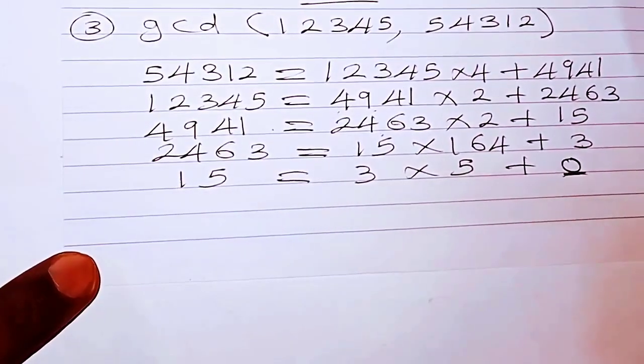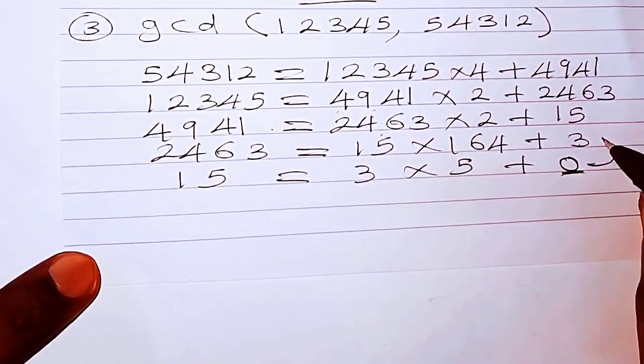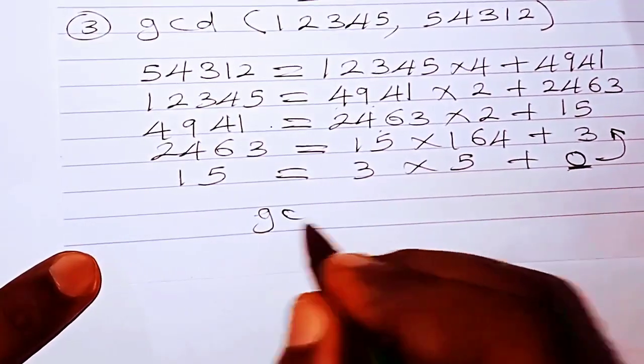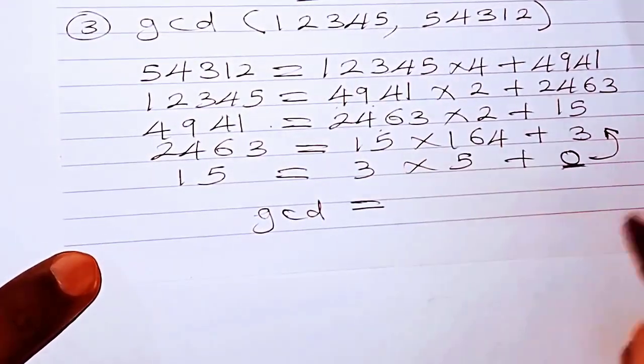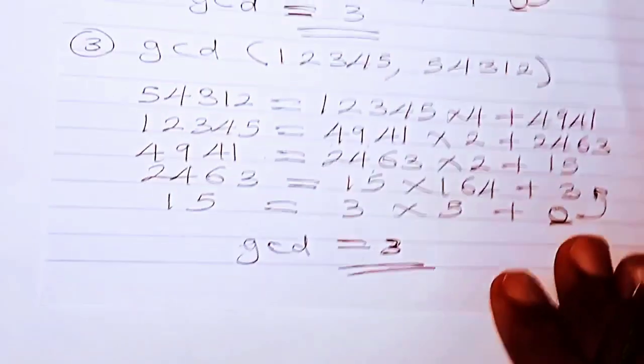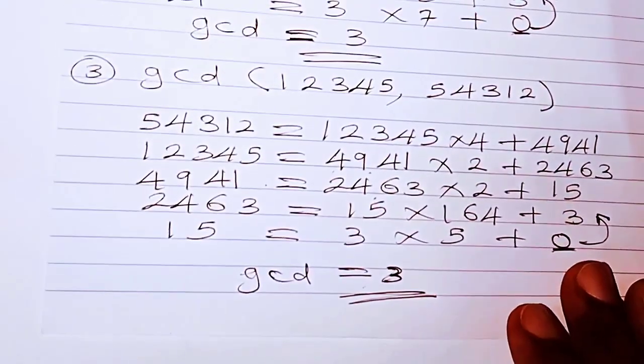Until we get to 0, that's where we get to stop, and then we go back to the remainder preceding 0. That becomes the GCD of the set of numbers given. So the GCD of this is actually 3. So that's the answer to the question given above.